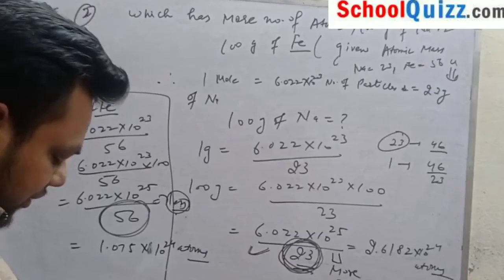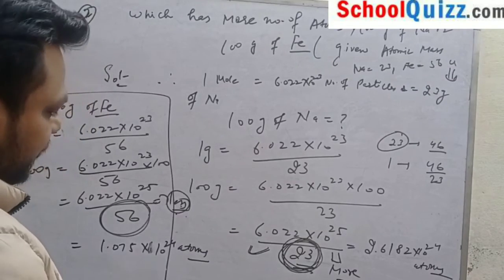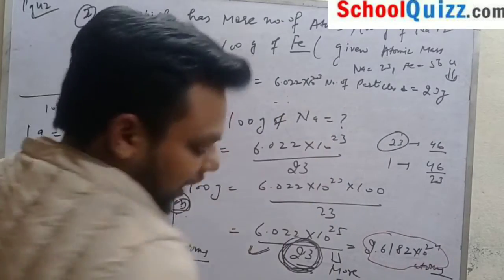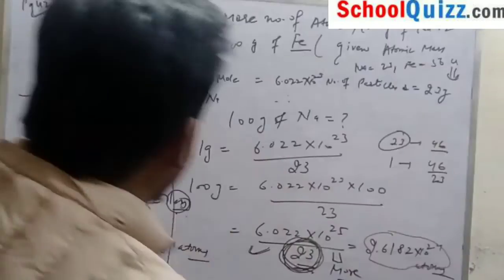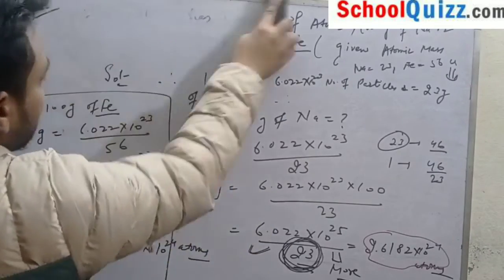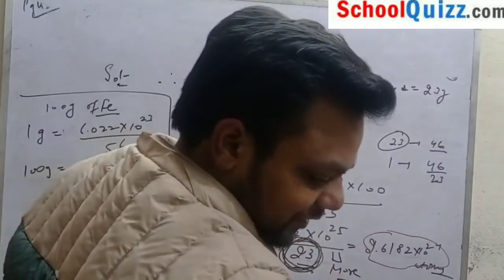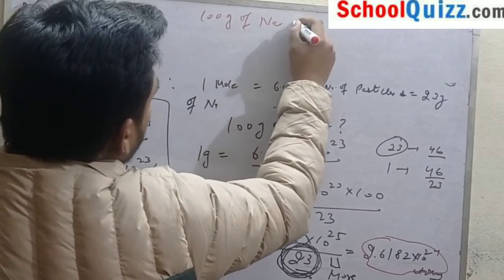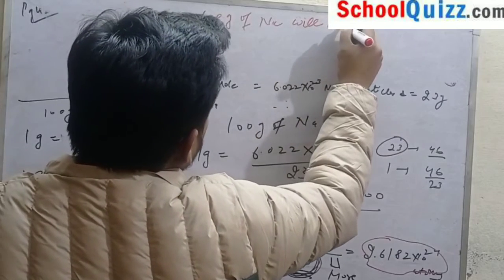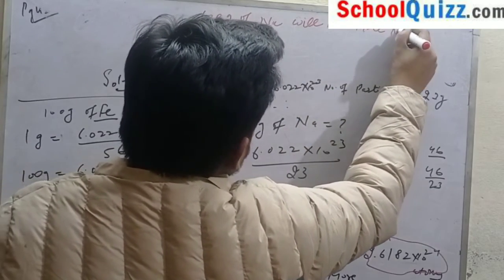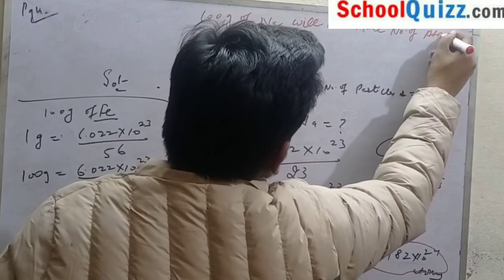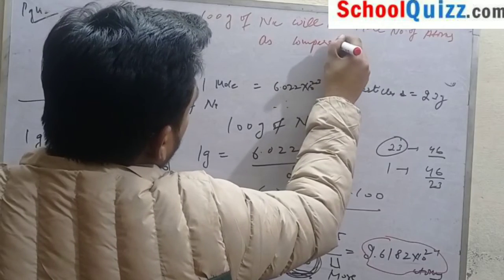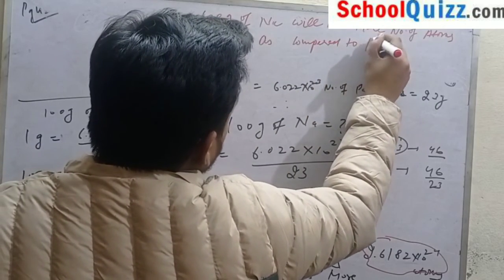And we can clearly notice which value is bigger. This value is bigger. Therefore, we can write that 100 gram of sodium has more number of atoms as compared to iron.